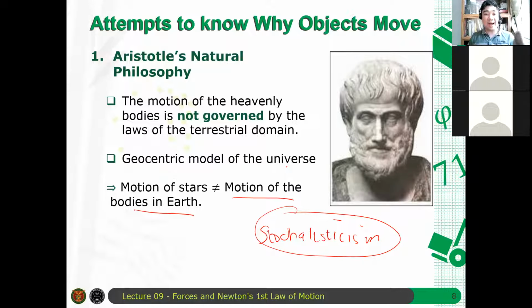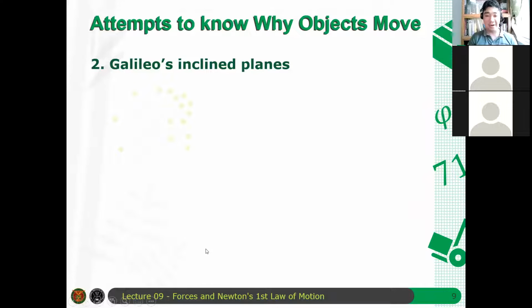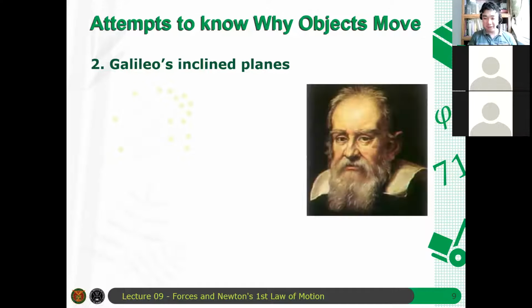That's one of the reasons why Aristotle's theory is so hard to debunk, because it is connected to the church. And by debunking Aristotle, you are challenging the authority of the church. And at that time, the church was extremely powerful, especially in Europe. Okay? Then, after some time, we get to the 15th century, and Galileo comes in. Galileo is this person here.